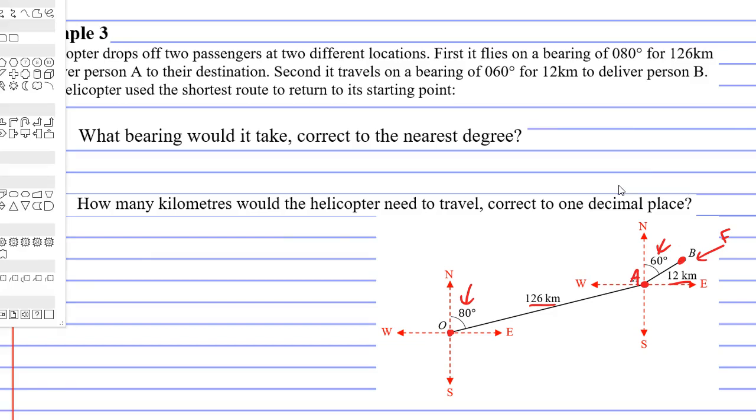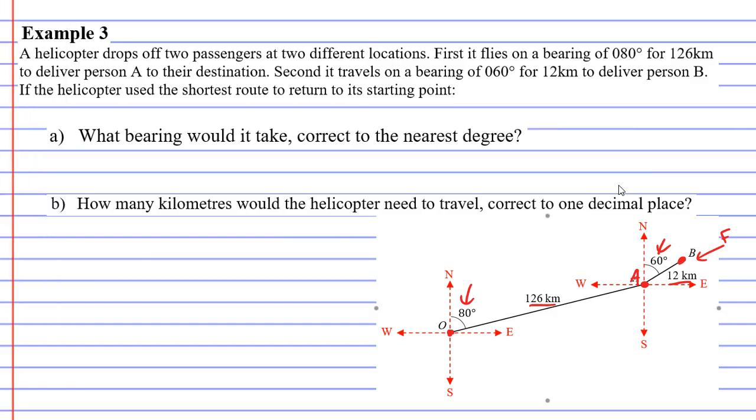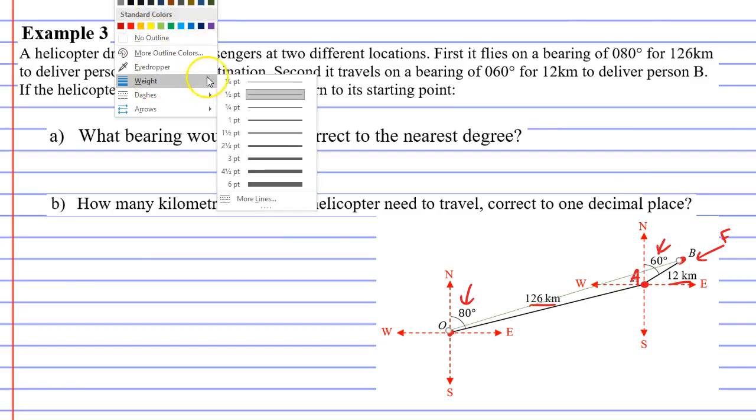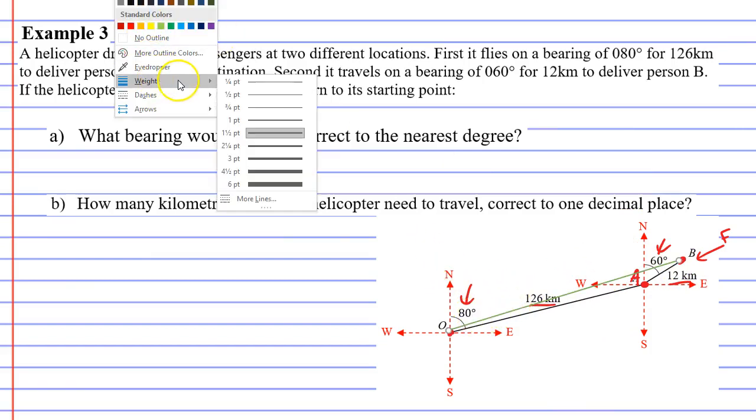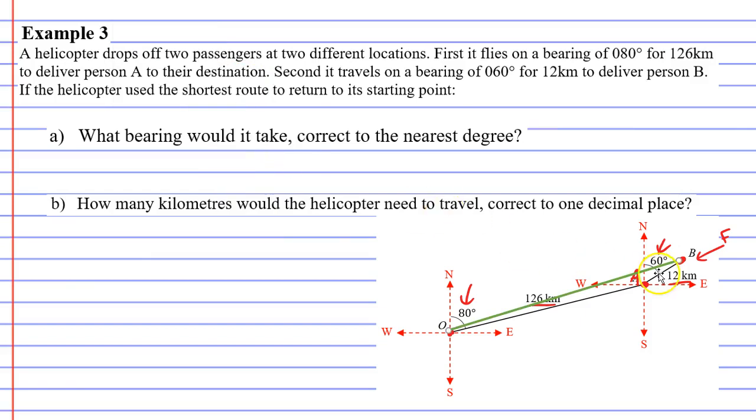I'll actually show you what it looks like, this shortest route. Basically, the shortest route is going to go from point B back to point O in a straight line. I'm actually going to just make this line a bit thicker for you to look at. So there's our green straight line. That's the path that the helicopter is going to take back, because that's going to be the shortest path. The shortest path is always a direct straight line. And question A and B are asking you, first of all, to find the bearing that the helicopter needs to take, and second of all, how many kilometers the helicopter will need to travel.